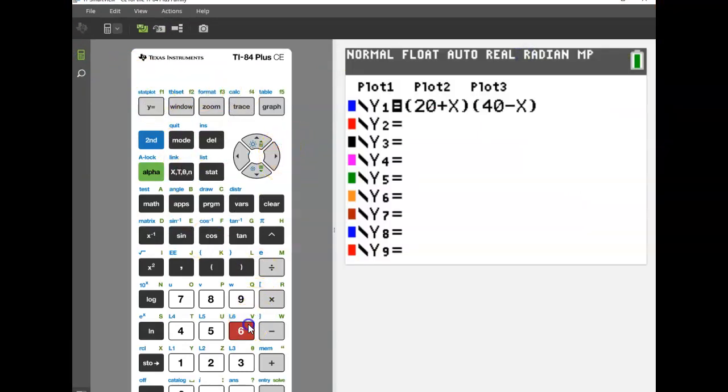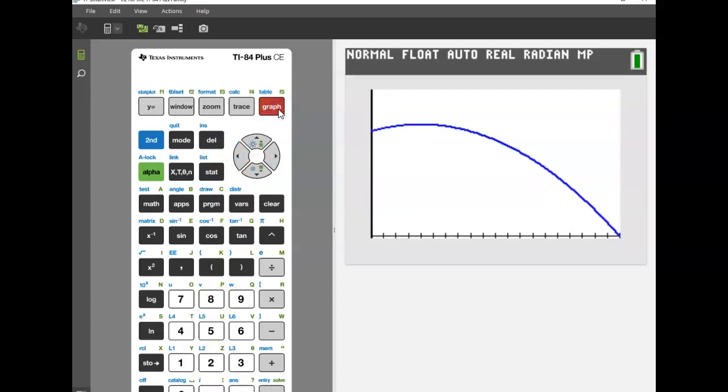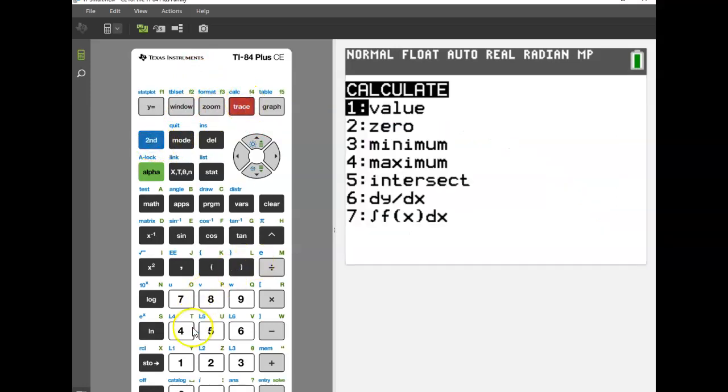Okay, it was 60 plus x, is that right? No, that was minus. 20 plus x? Okay, 12 plus x, and then 60 minus 3x. Okay, and we said the window would be good at, was it 20 or 30? 20? And up to 1,000, okay. Is there a maximum in that window? Yes, there is. Can I calculate where that maximum occurs?